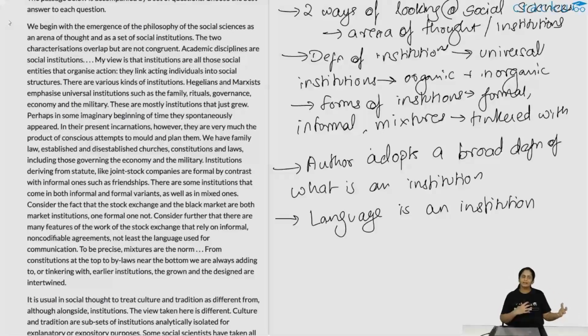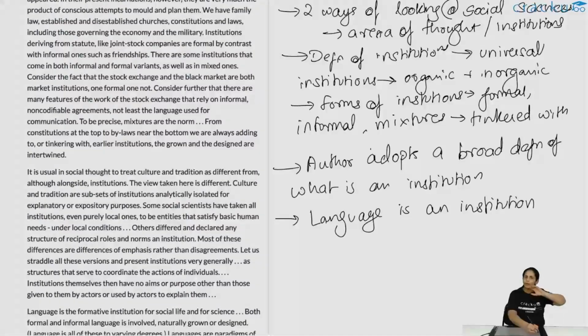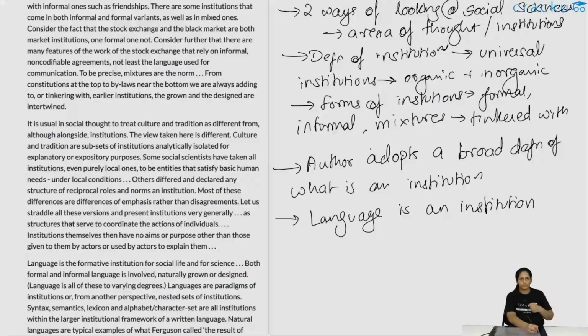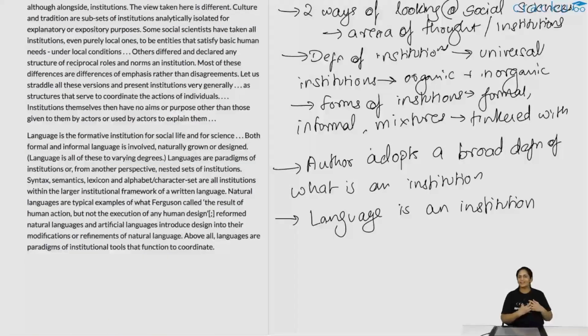So essentially he is describing what institutions are as such. Then he goes on to how culture and tradition can also be considered as subsets of institutions. He basically says let's adopt a broad definition of what an institution is. He goes on to say, you know what, language is also a form of institution. So he is essentially trying to answer through this passage what institutions are, and what could be considered as institutions as such.